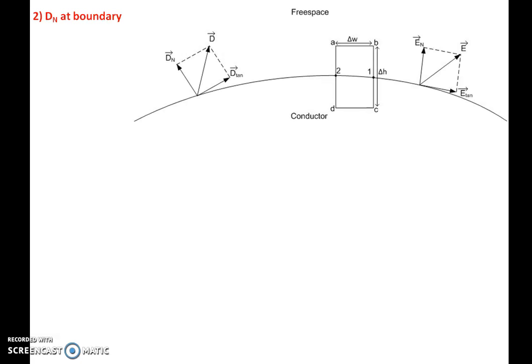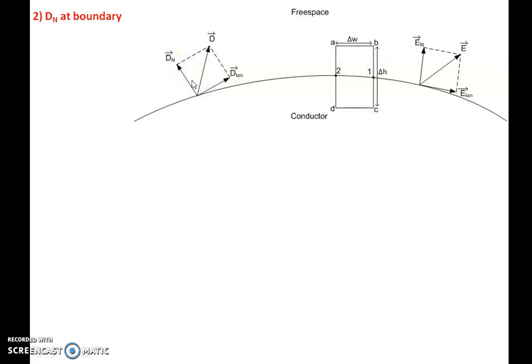First I will obtain the normal component of flux density. Then, using the relation between flux density and field intensity, I will obtain the normal component of field intensity. For this, I am considering the flux density in this direction. At this point, I am considering the tangential component of D and the normal component, D tan and Dn. Using Gauss law, I am finding Dn for this surface.